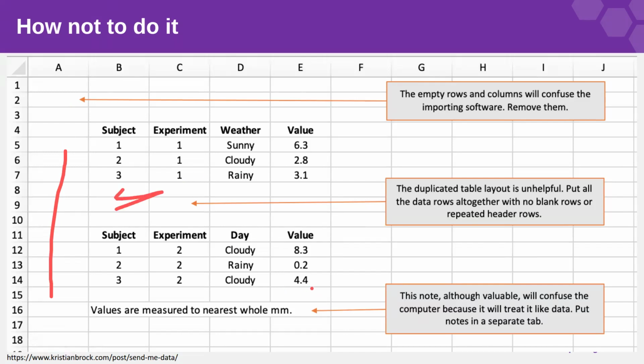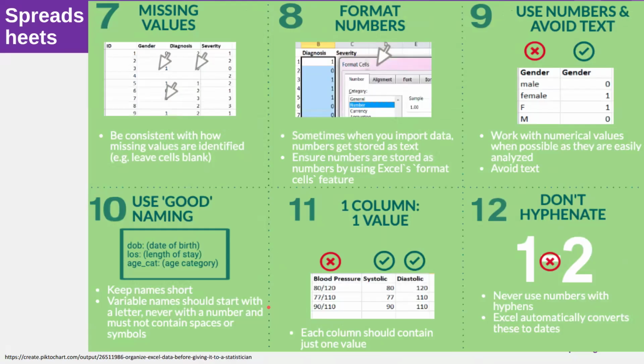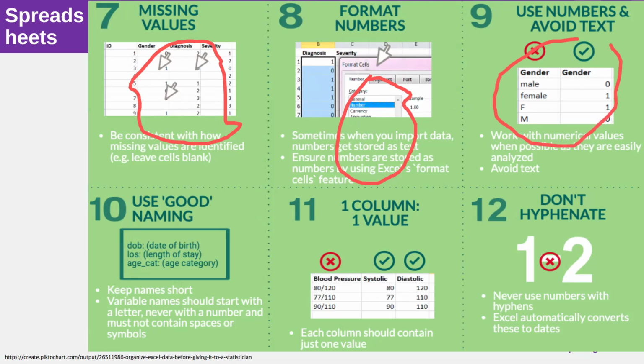These are all not good, and this is part of the data dictionary. It shouldn't be in the main spreadsheet itself. So missing values, typically for biology, will just be an NA. And make sure your data is either a number or text. Avoid mixing numbers and text as well. So if you have F and M here, you might relabel it as one and zero.